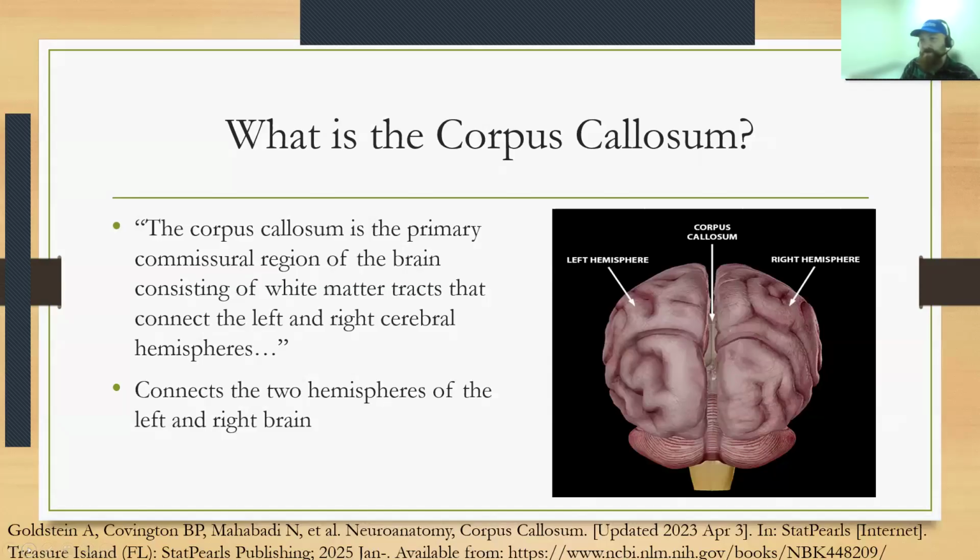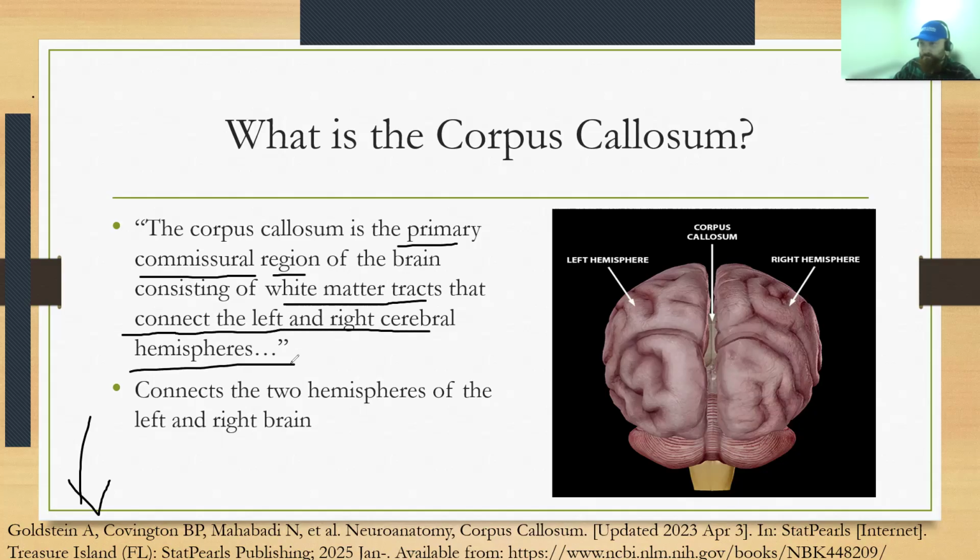So first, we need to identify what is the corpus callosum. Now, you might be thinking, Jay, that's kind of a weird word. Well, I really don't know what it translates into from Latin, but per the references, again, StatPearls, that's always a great reference, the corpus callosum is the primary commissural region of the brain consisting of white matter tracts that connects the left and right cerebral hemispheres. They're split in the middle, and this is what connects those two.